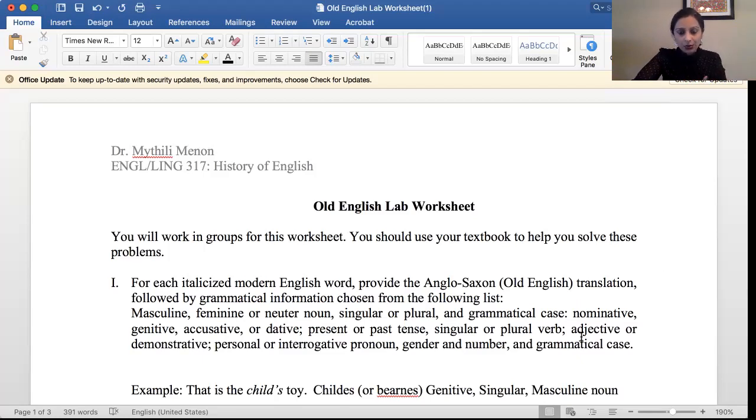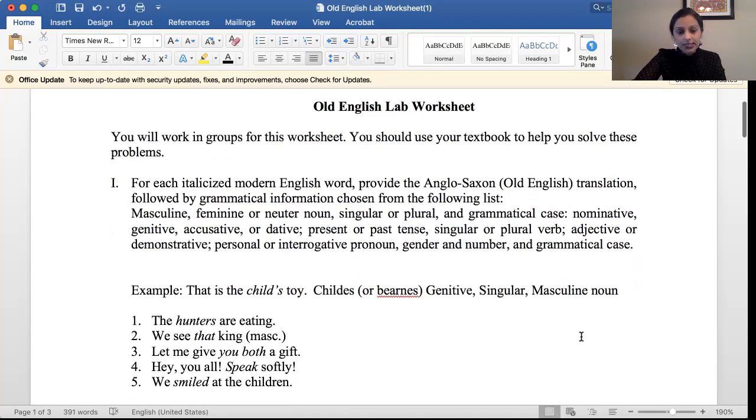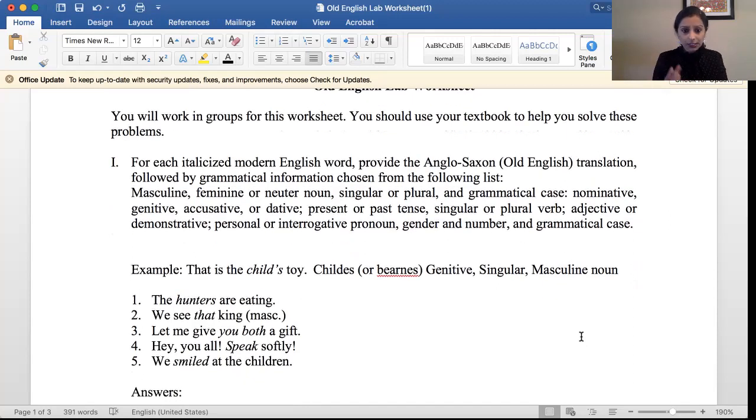And I'm just going to walk you through the worksheet, kind of show you how to do this. And then you will do it. And then I will upload an answer key on Blackboard so that you can check your answers against the answer key. So for the first question, I have given you some sentences and I have italicized certain English words, and I want you to find the Anglo-Saxon or the Old English translation for that particular word, followed by the grammatical information. So I've given you an example here.